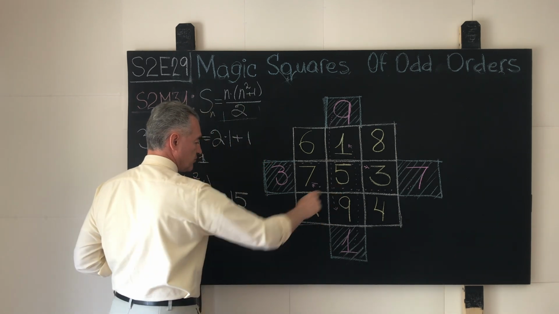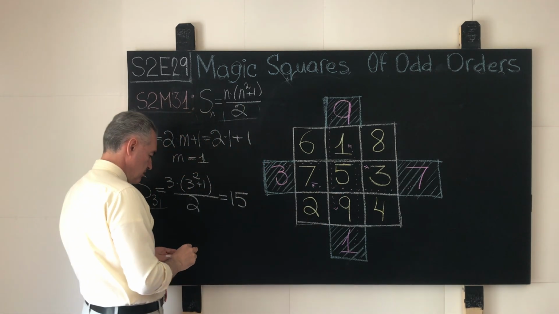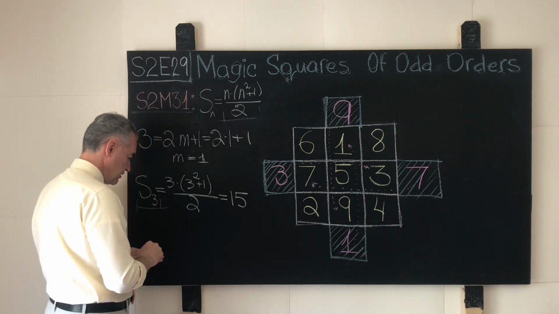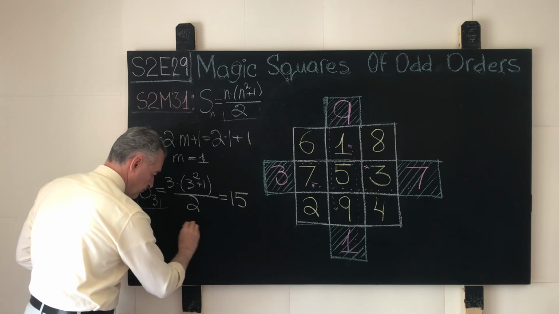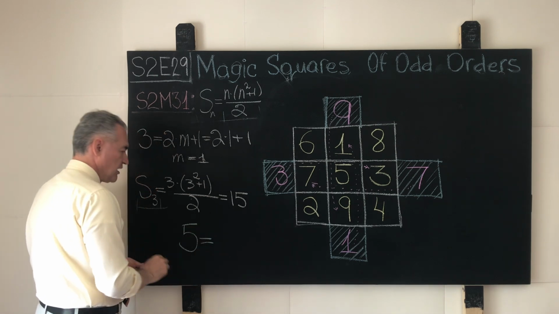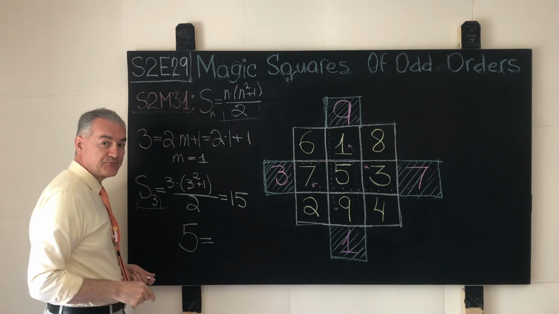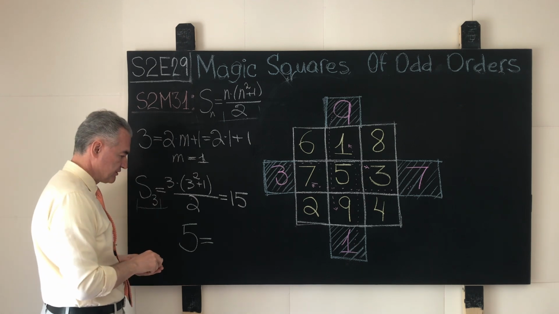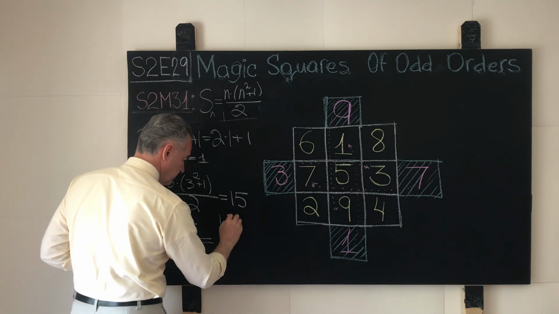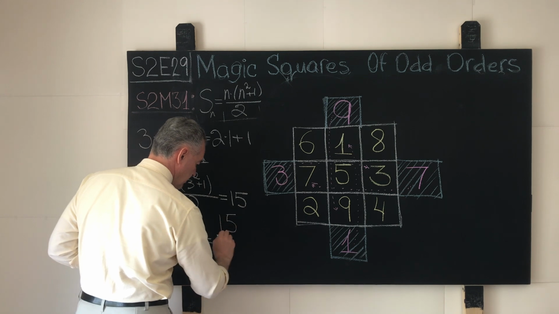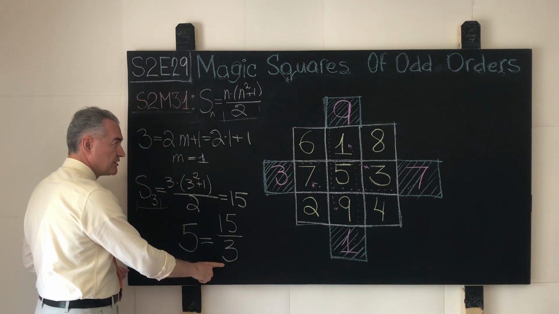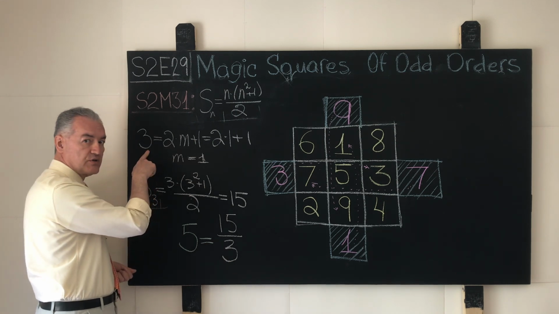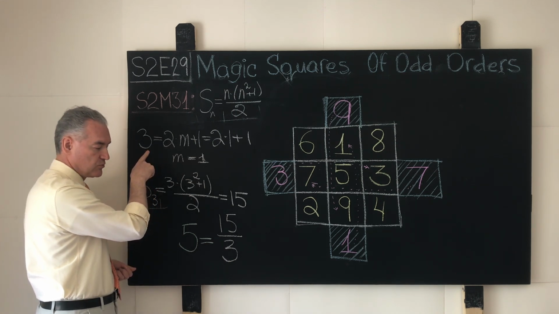And what is number 5? Well, number 5, let me write it down carefully over here. Number 5, I'll write it in green. Number 5 is what? In reference to the constant of the magic square of order 3. What is it? Well, it's 15 divided by 3. And what is 3? 3 is the order of the magic square that we're dealing with.